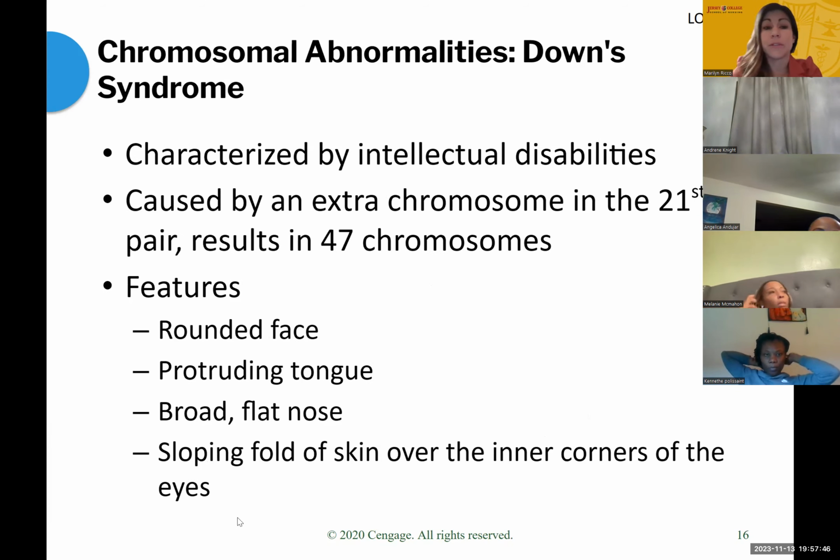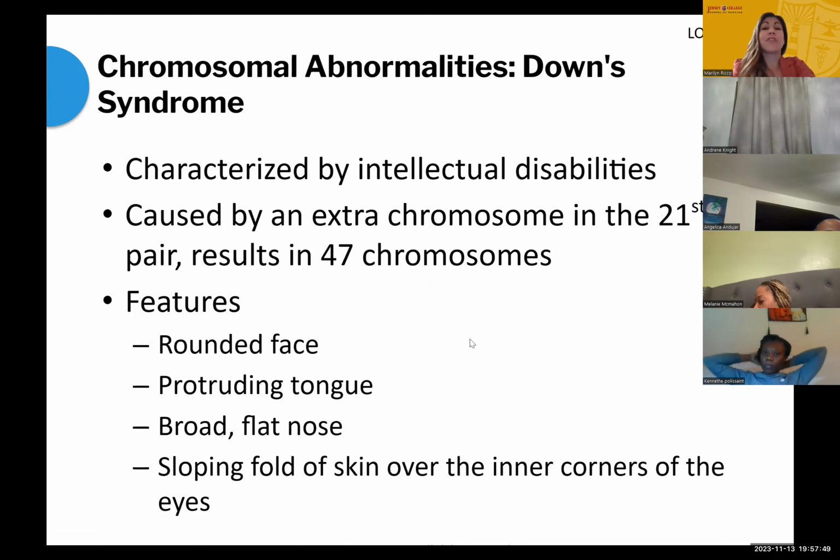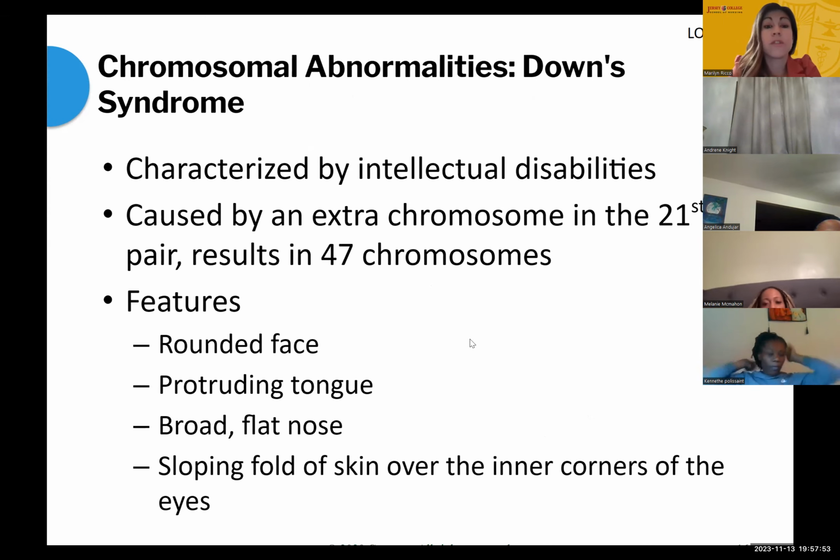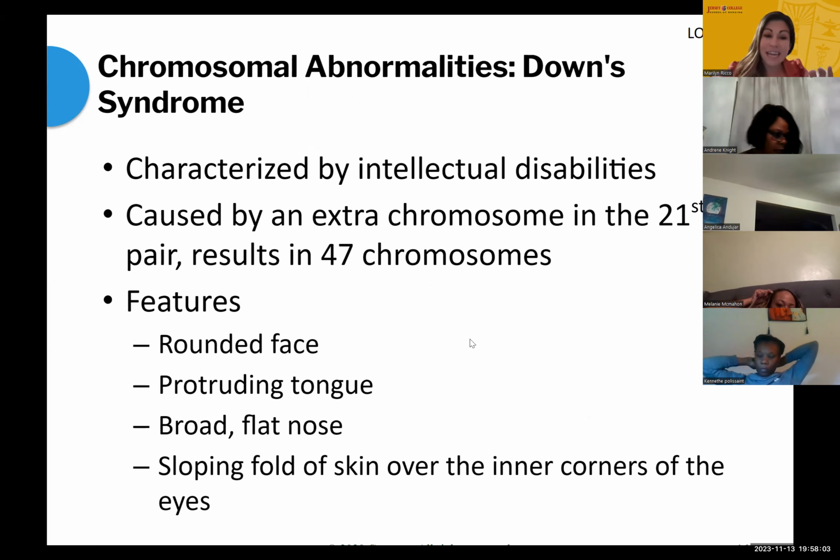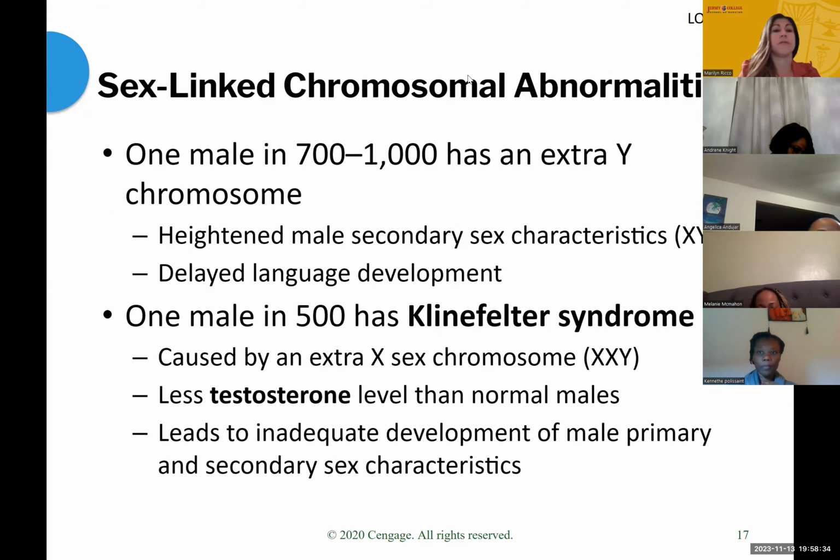So it's characterized by intellectual disabilities, and it's caused by an extra chromosome in the 21st pair, which results in 47 chromosomes. Oh, I'm sorry, I didn't say that the title here is Down syndrome. So Down syndrome specifically has that extra chromosome, right? Features of a child born with Down syndrome can be a rounded face, a broad flat nose, and a sloping fold of skin over the inner corners of the eyes. And in the textbook, there's an image for you guys.